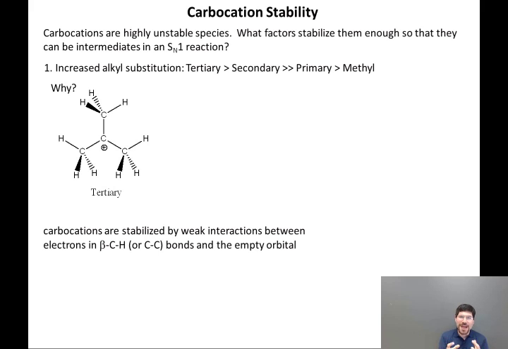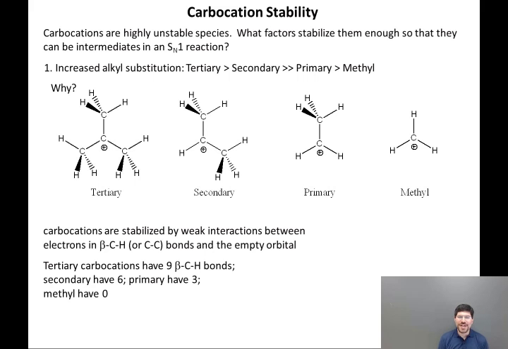So we could say that that positive charge is busy looking for electrons in lots of different places and negotiating, so to speak, with the different beta carbon-hydrogen bonds so that it is stable enough to exist for the time scale that you need to be an intermediate in an SN1 reaction. Okay, what about other types of carbocations? Well, in a secondary, there are only 6 of those beta carbon-hydrogen bonds.